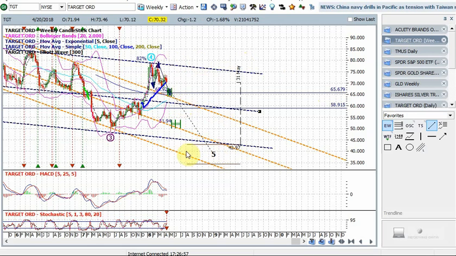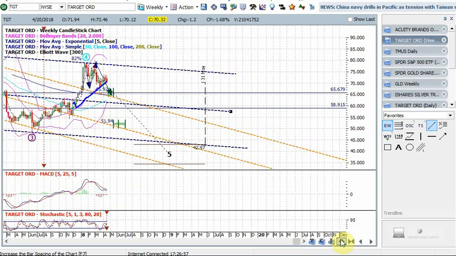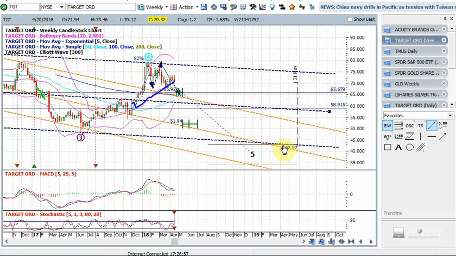And on the weekly chart, my software is projecting that the price can go all the way down to at least $42, sometime as early as August this year.